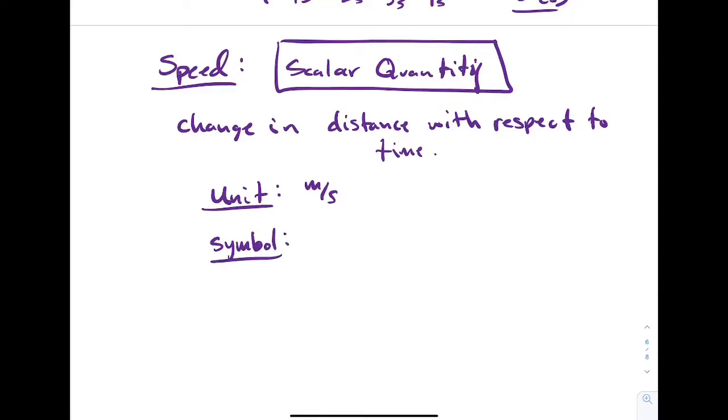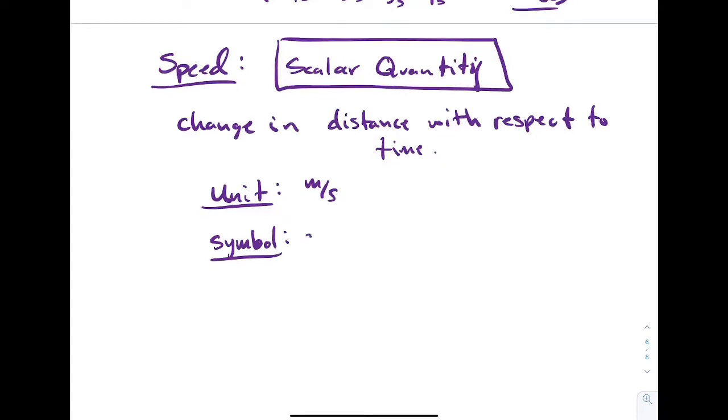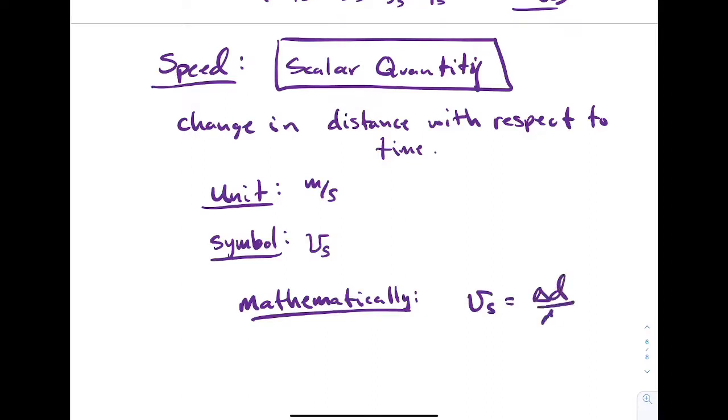And our symbol, this one's kind of weird. You can always use different symbols as long as you define them for me. But the symbol I use is a V with an S because it's a speed. Mathematically speaking, it would just be the delta D over delta T. And again, that's the average speed.